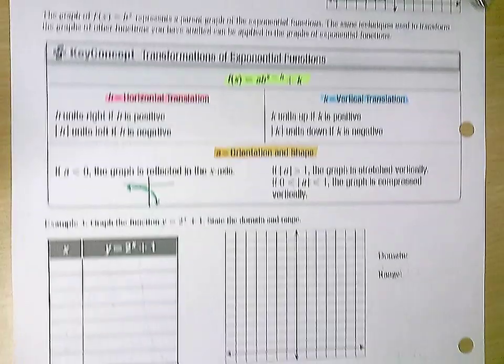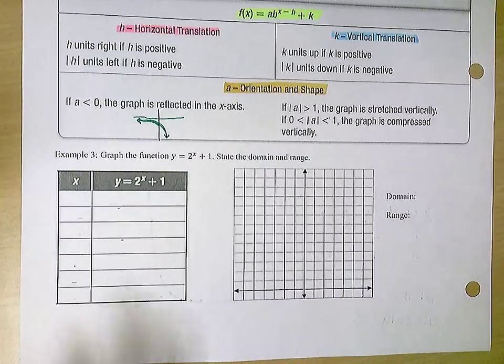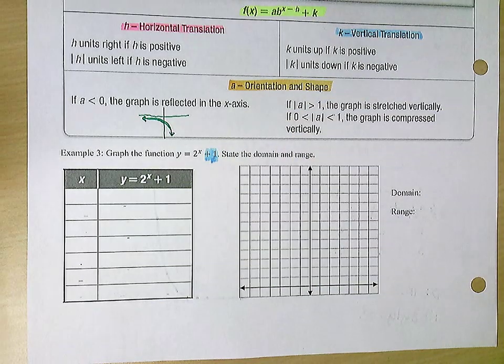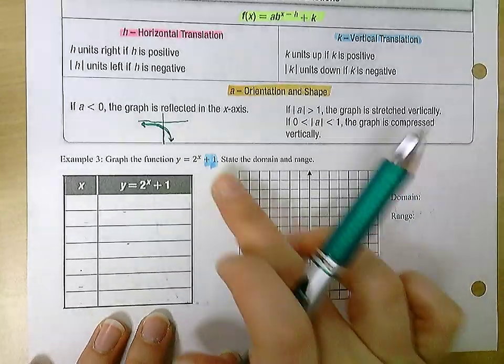So today we're only going to go over one of these transformations. That transformation is plus 1 on the outside here. I highlighted that blue because it is a vertical translation, because you're moving up 1 unit. So that is a k value.